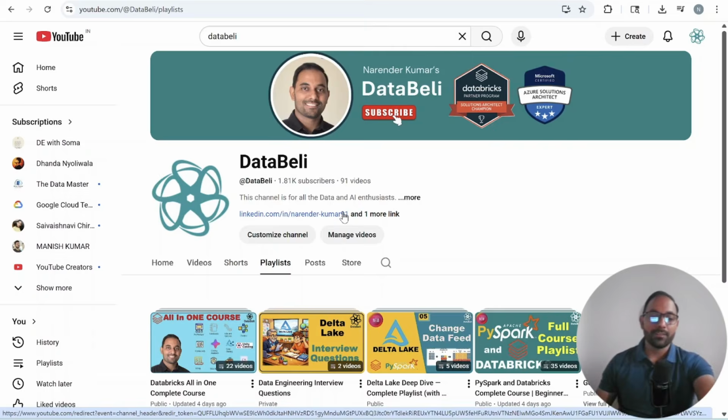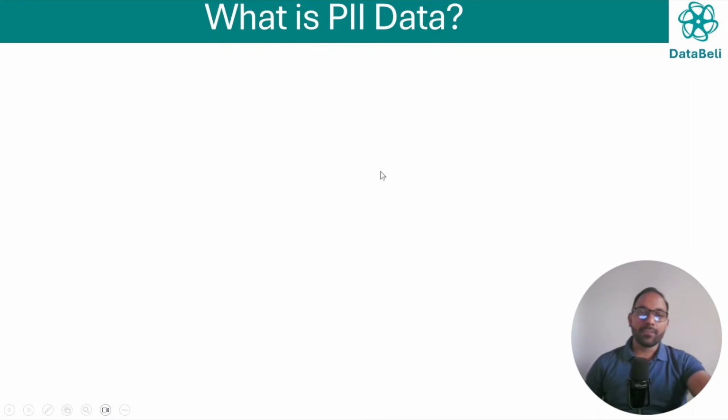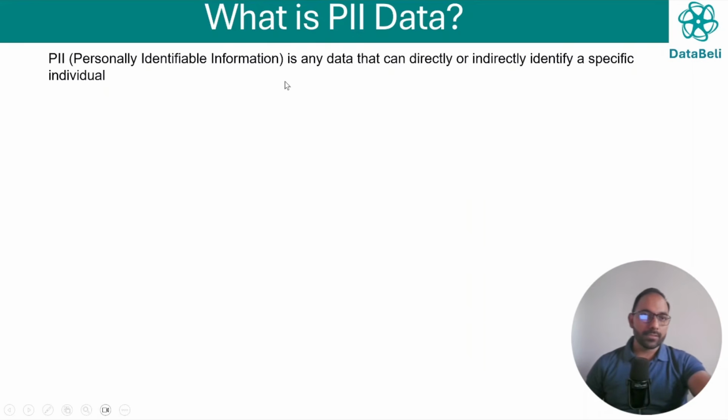Let's start by understanding what exactly PII data is. So this is the definition. PII means personally identifiable information. This is any data that can directly or indirectly identify a specific individual. What it means is that, depending on the data, if we are able to find that this data belongs to this person, then it is considered PII data.